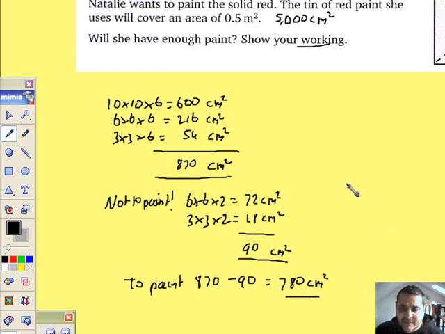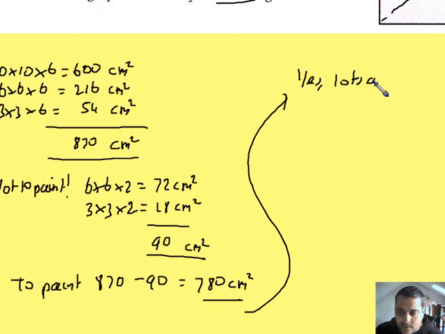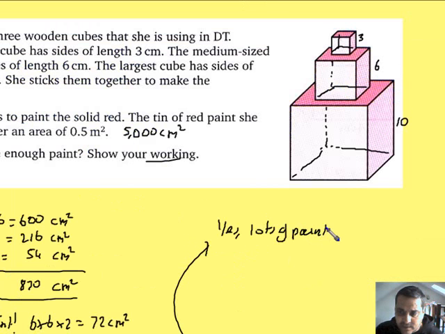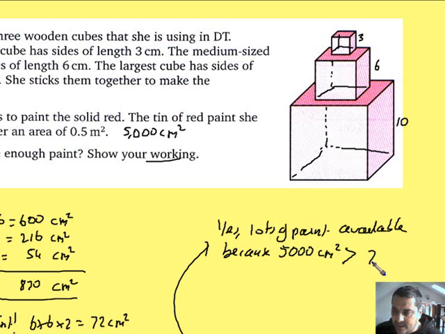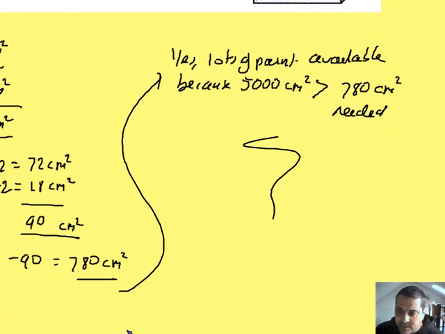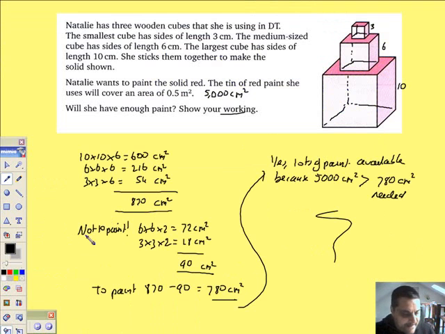Right, is that enough? Oh, right, let's just answer it over here then. Yes, lots of paint available, because 5,000 centimetres squared is much greater than the 780 centimetres squared needed. Alright, so that question's done, and it's quite sweet, isn't it?